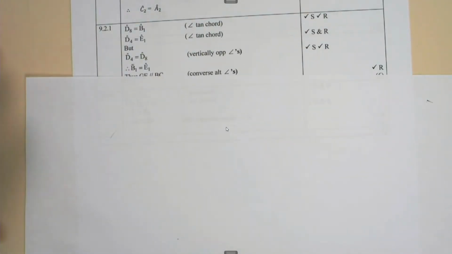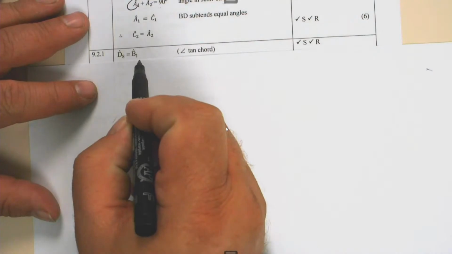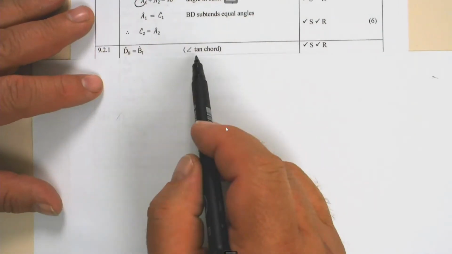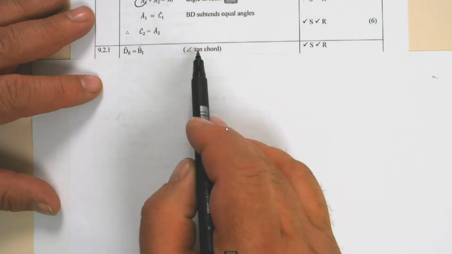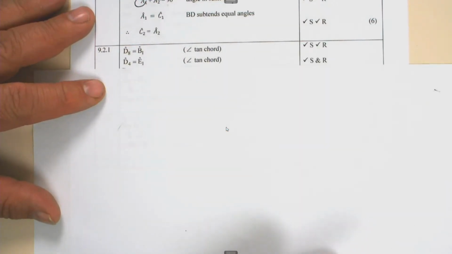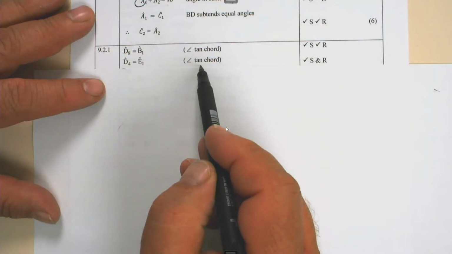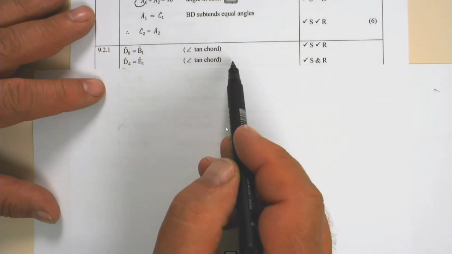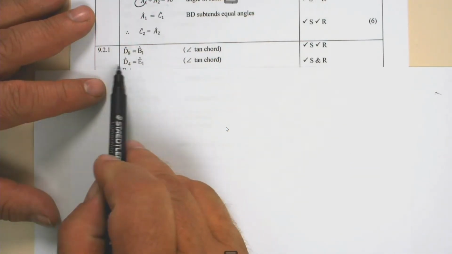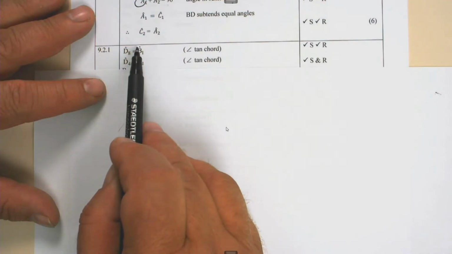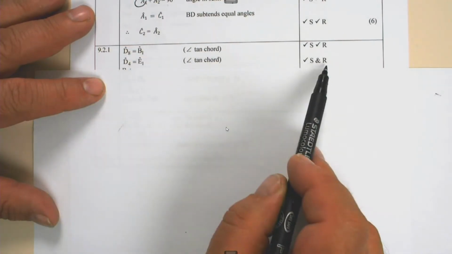Right. We can start off by saying that D8 is equal to B1, the tan chord theorem, or angle between the tangent and the chord. 1 mark for statement, 1 mark for reason. 1 mark for saying that D4 is equal to E1, 1 mark for the reason, the angle between the tangent and the chord, or tan chord theorem. So 1 mark is for that statement and reason. Here we get a mark for statement, reason, and here for statement and reason, 1 mark.